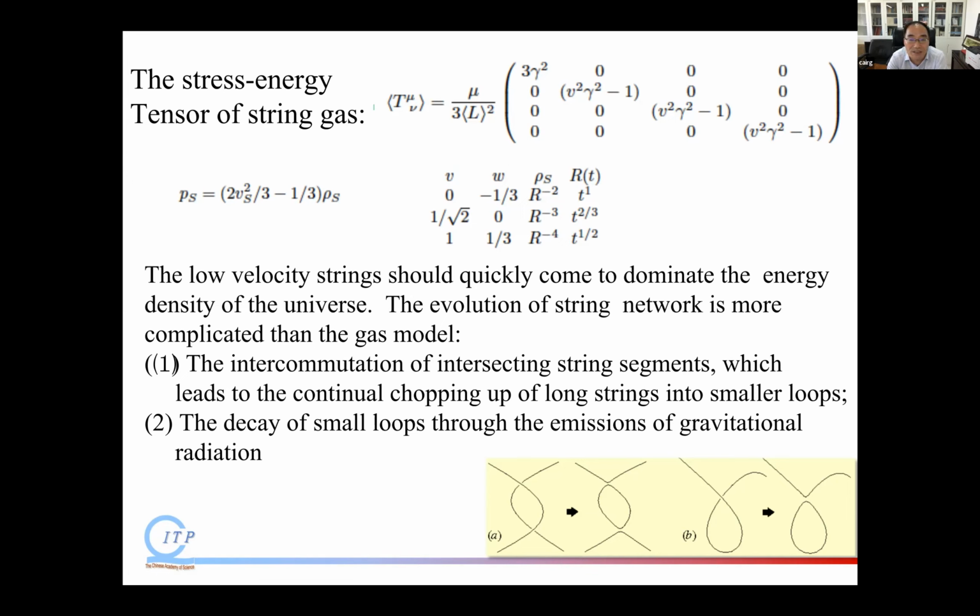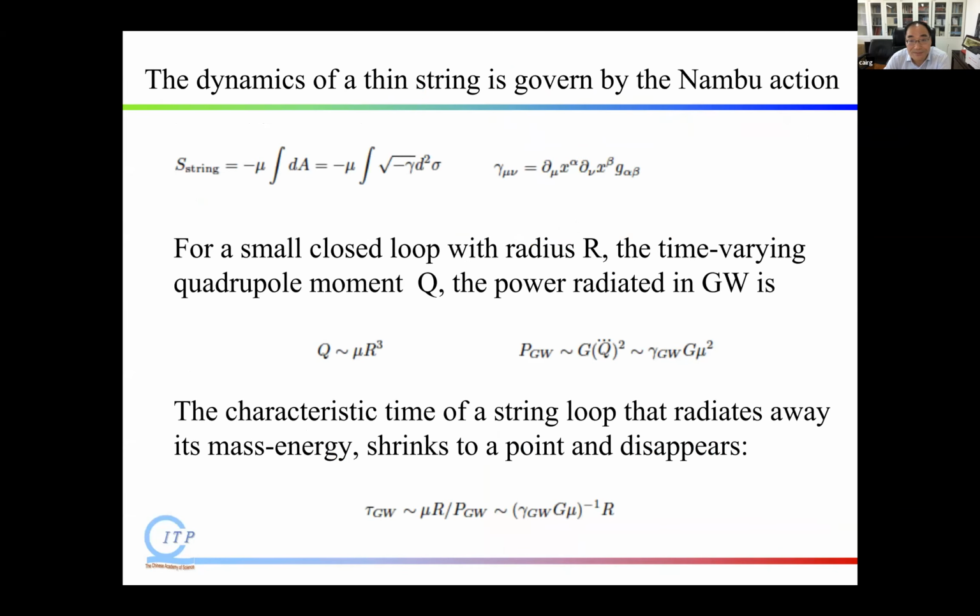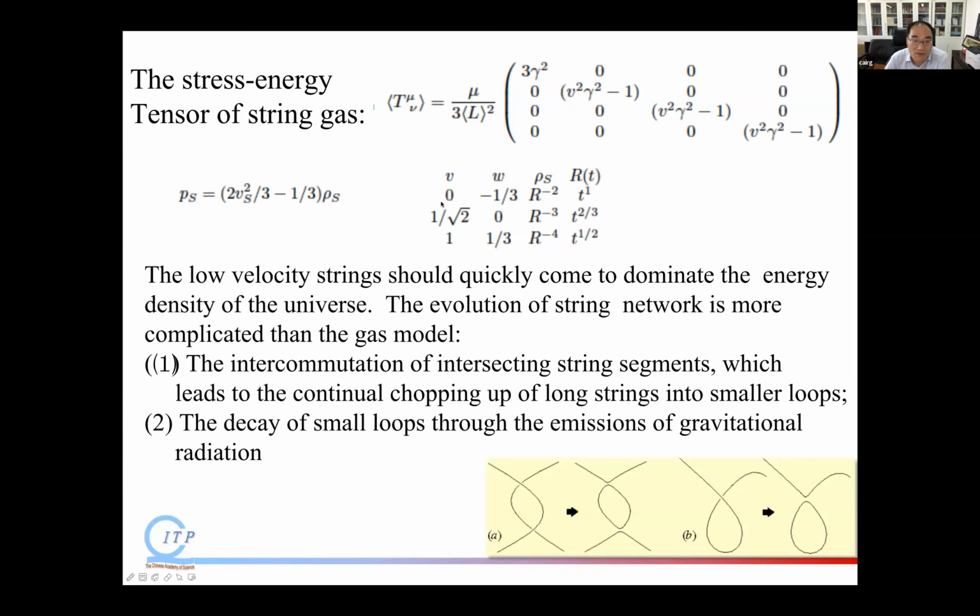If the universe is filled with a string gas, and if the string velocity vanishes, then the equation of state omega turns to minus 1/3. On the other hand, the energy density behaves like 1/R^2. If the velocity approaches the speed of light, then of course the string gas is like radiation, and the equation of state is 1/3.